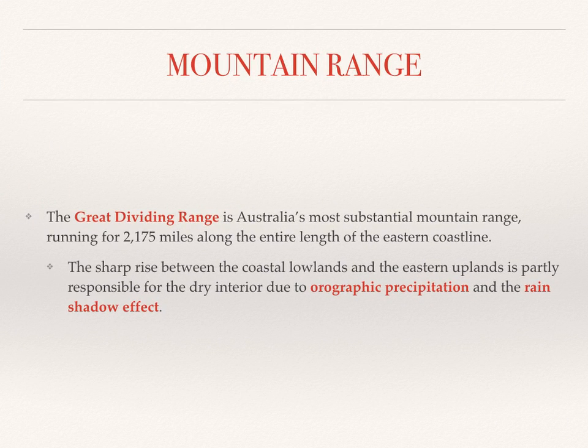Mountain range. The most significant mountain range is the Great Dividing Range in Australia. It runs for about 2,000 miles along the length of the eastern coastline. There's a sharp rise between the coastal lowlands and these eastern mountains, and this is partly responsible for the very dry outback interior. Remember, this is the effect of orographic precipitation and the rain shadow effect.